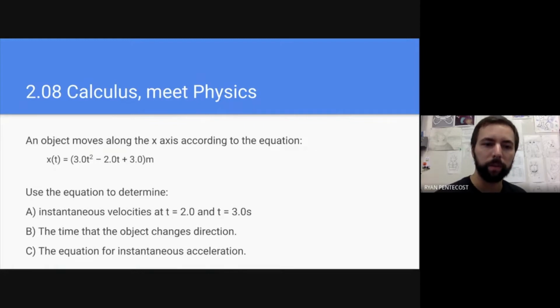Calculus meets physics. An object moves along the x-axis according to the equation x of t equals 3t squared minus 2t plus 3 meters. Use the equation to determine the instantaneous velocity at t equals 2 and t equals 3. Use the equation to determine the time that the object changes direction. And use the equation to determine the equation for instantaneous acceleration.